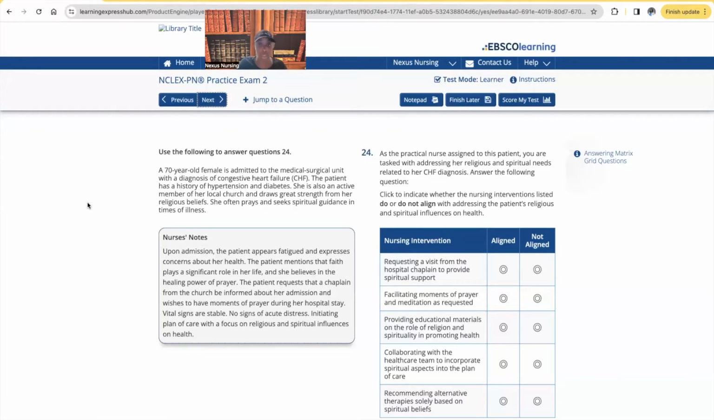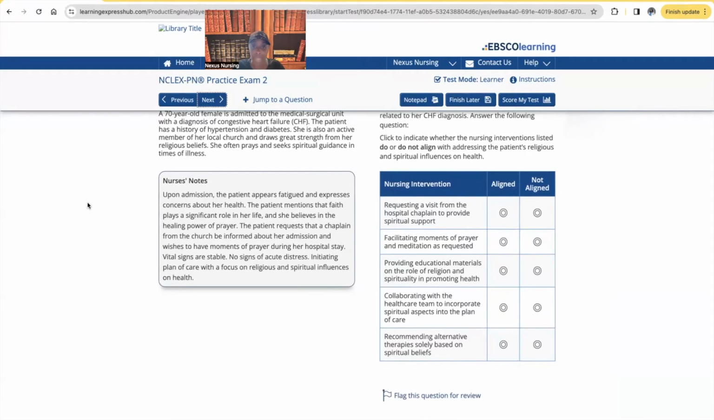spiritual influences on health. As a practical nurse assigned to this patient, you're tasked with addressing her religious and spiritual needs related to her CHF diagnosis. Answer the following question. Click to indicate whether the nursing interventions listed do or do not align with addressing the patient's religious and spiritual influences on health. Okay. So we're focusing on the religious and spiritual influences on health. All right, let's go.